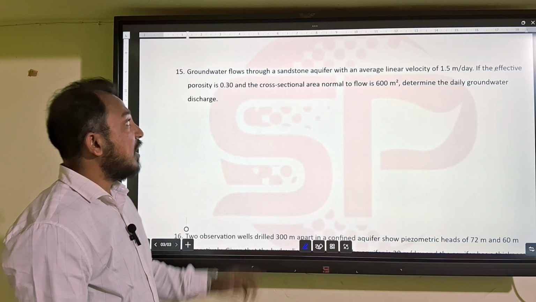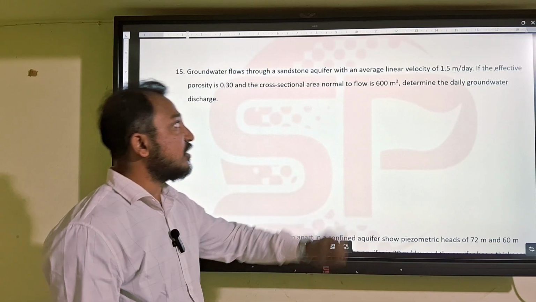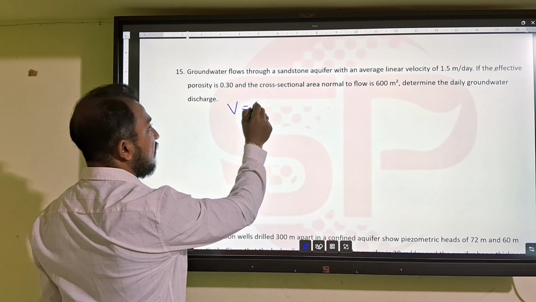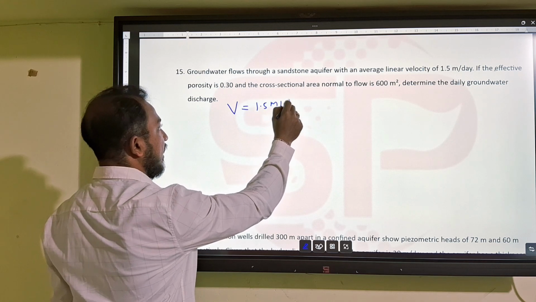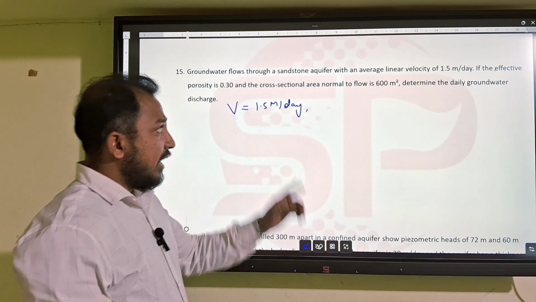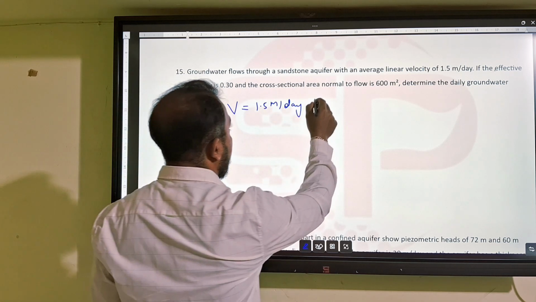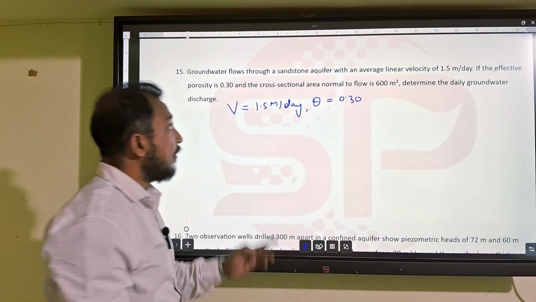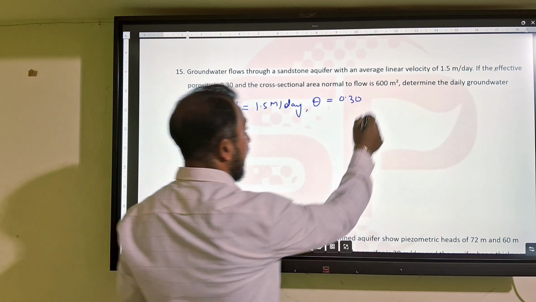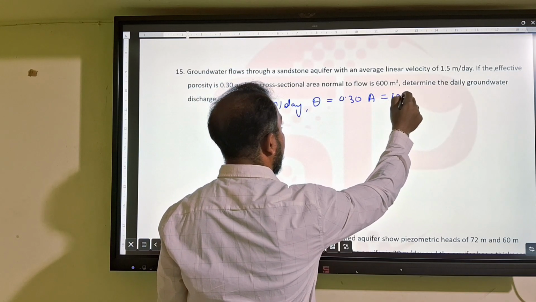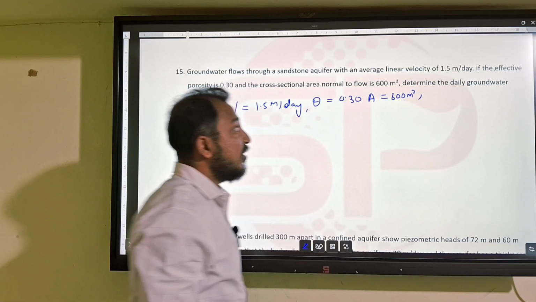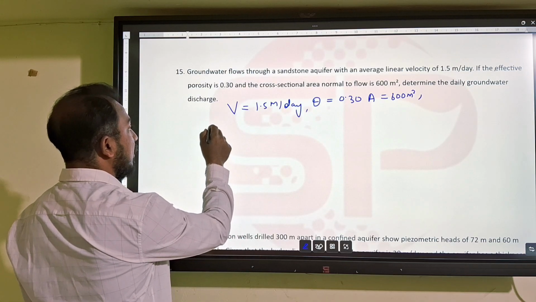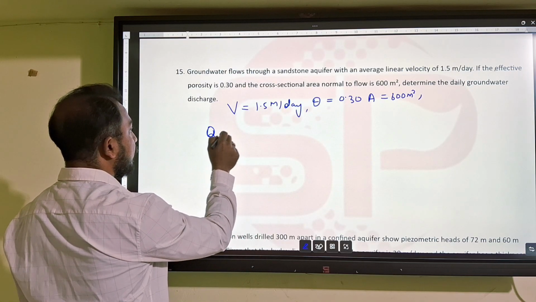Well, let's move to another problem. Groundwater flows through a sandstone aquifer with an average linear velocity. So linear velocity means V is given 1.5 meter per day. The effective porosity, theta, is 0.30, and the cross sectional area, that is A, is given 600 meter square. Find the daily groundwater discharge. You have to calculate Q.